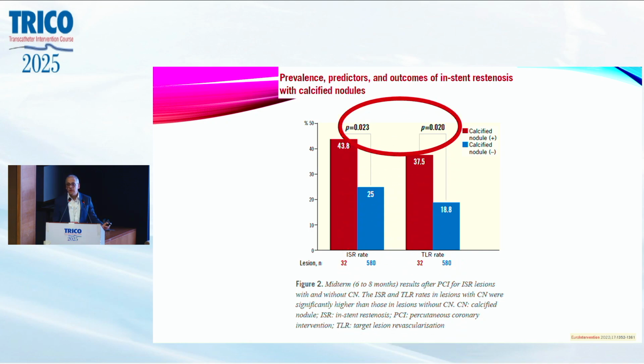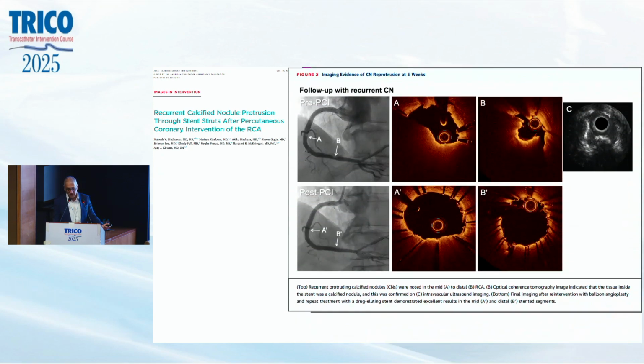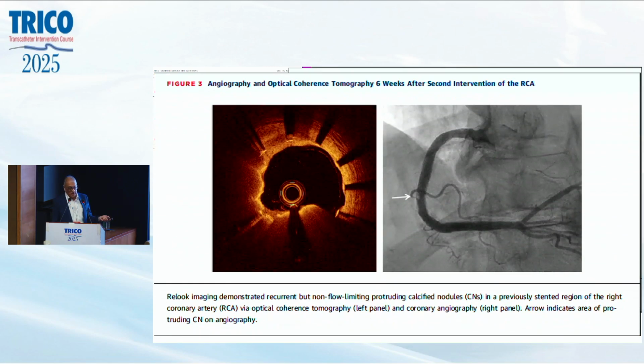So you do have a lot of difference in terms of instant restenosis, and I'll just show you a case report with an extreme form of repeat interventions which were required. So this was a calcific nodule which is documented on OCT, stented, very good result. 5 weeks later, there's a recurrence of the lesion. So repeat intervention is done, repeat stent is put in, excellent acute result, and then another 6 weeks later, you have a recurrence of the nodule.